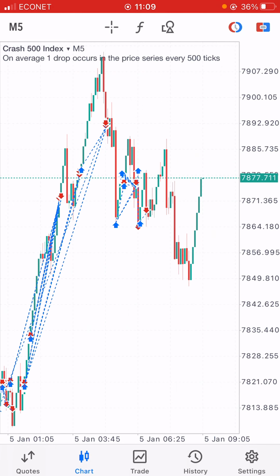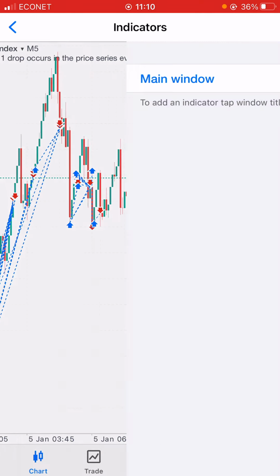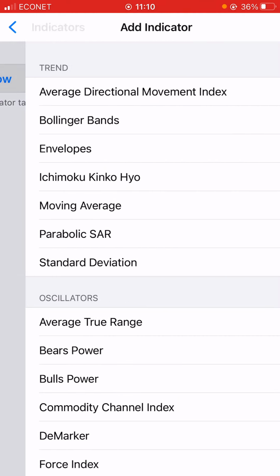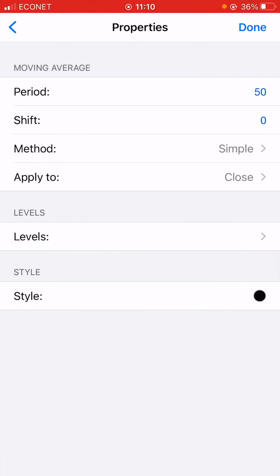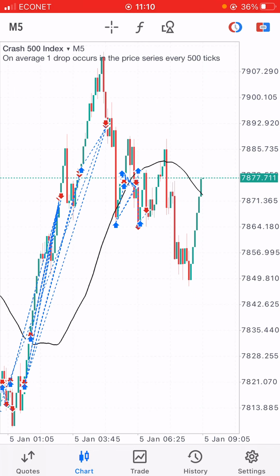So with this blank chart, we want to install the first setting. So the first setting that we have is on our main window, and it's a moving average, of course, and this time we want it to have a period of 50, shift of 0, method simple, apply to close, and then the style, you can choose a style of your own choice, but for the sake of this video, let's use black, right? And I'm going to click done. Now I have a black line running through my charts.